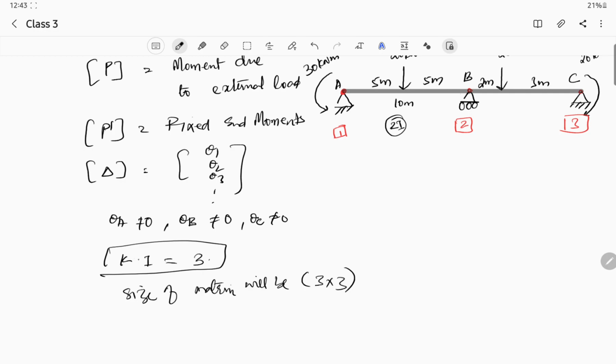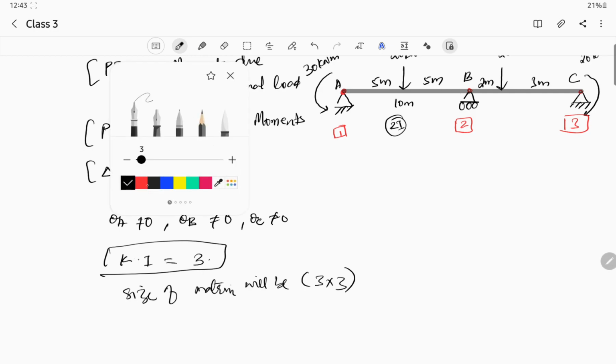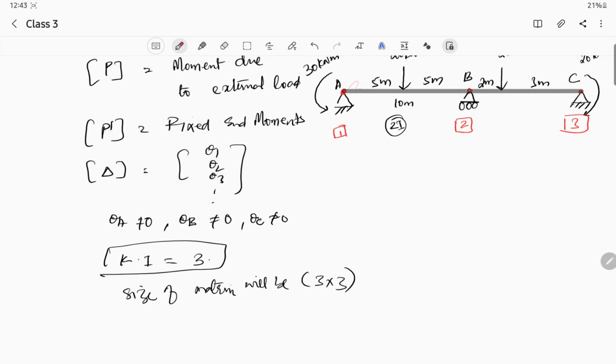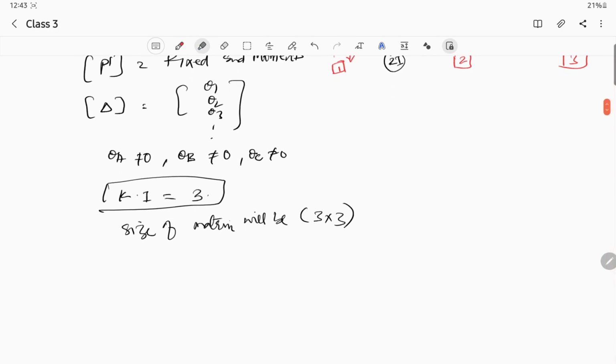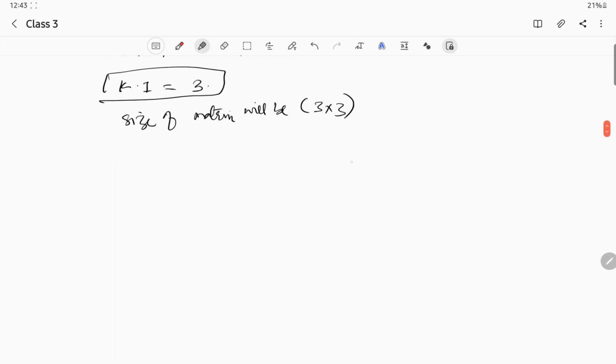Alright, so in the first case we will try to apply a clockwise moment at this location. We'll try to rotate this support clockwise. Because of which my beam will try to get deflected in this fashion. I'll try to draw another beam here so that it will be clear for us. So this is our beam.